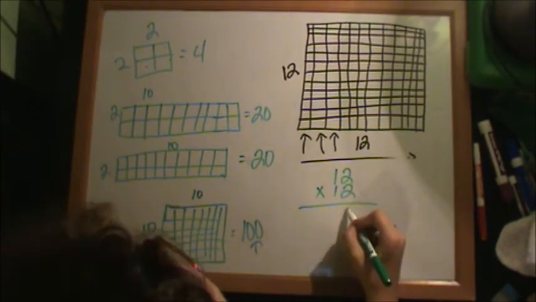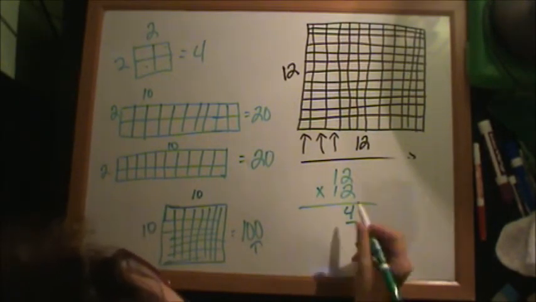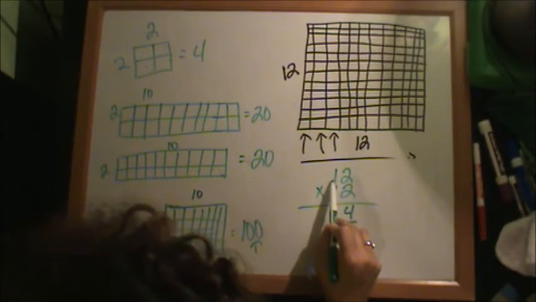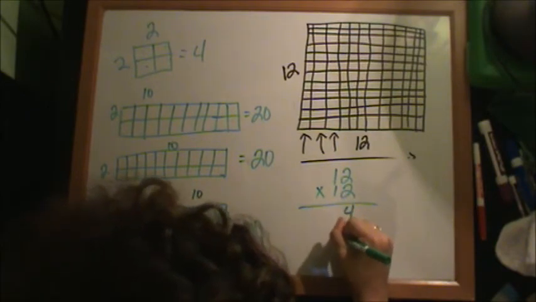So 2 times 2 gives us 4. We're in the ones place. That's correct. 2 times 10, though, that is 20. So we're going to write it out here.